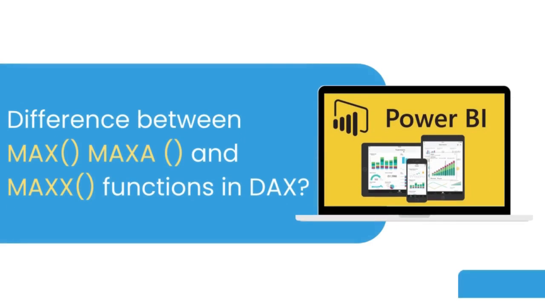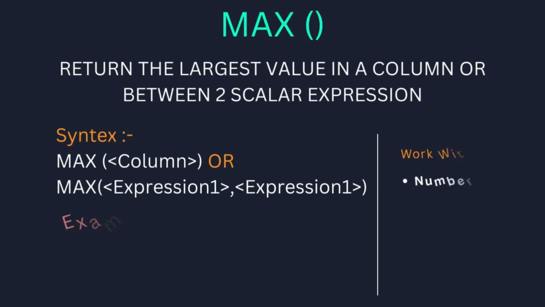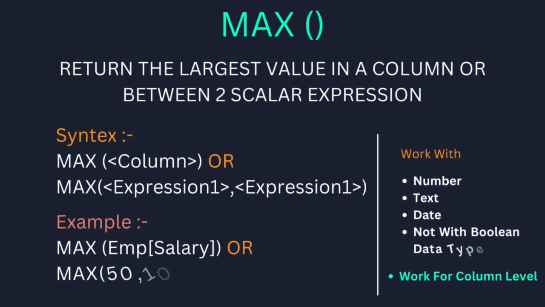So these are a few differences between SUM and SUMX DAX functions in Power BI. Alright, then the next question is, what is the difference between MAX, MAXA and MAXX DAX functions in Power BI? In the case of the MAX DAX function, it returns the largest value in a column or between two scalar expressions. Here is the syntax: MAX, then inside the bracket you have to pass the column name. Or you can also write a different syntax, that is MAX, and then inside the bracket you give expression 1 comma expression 2.